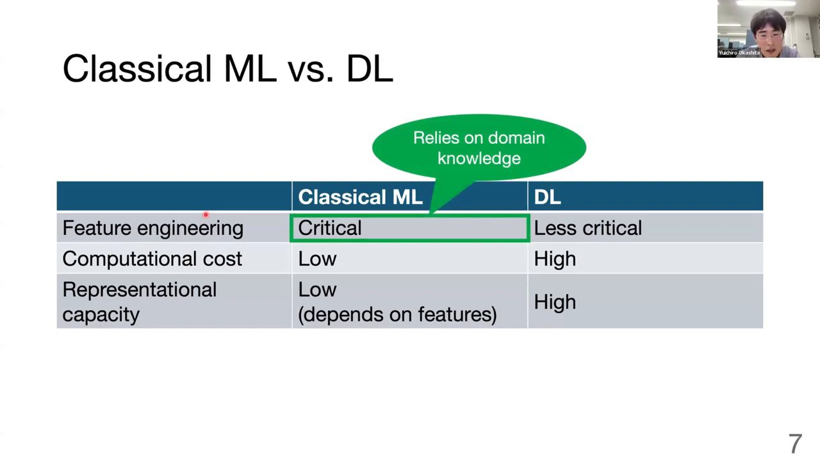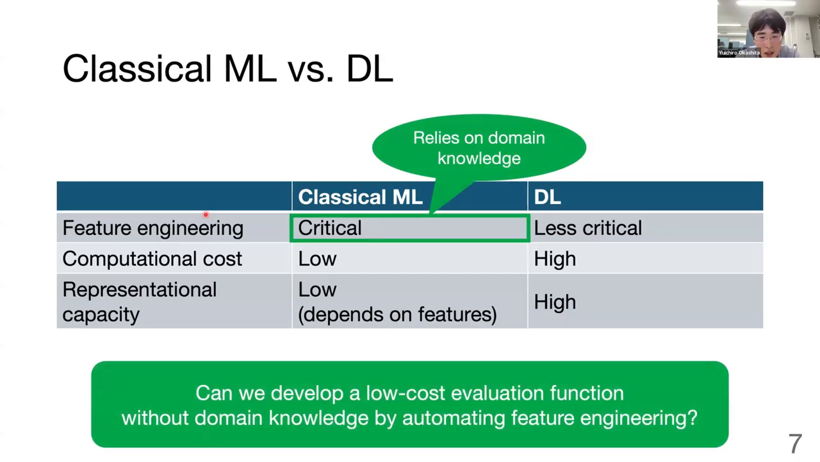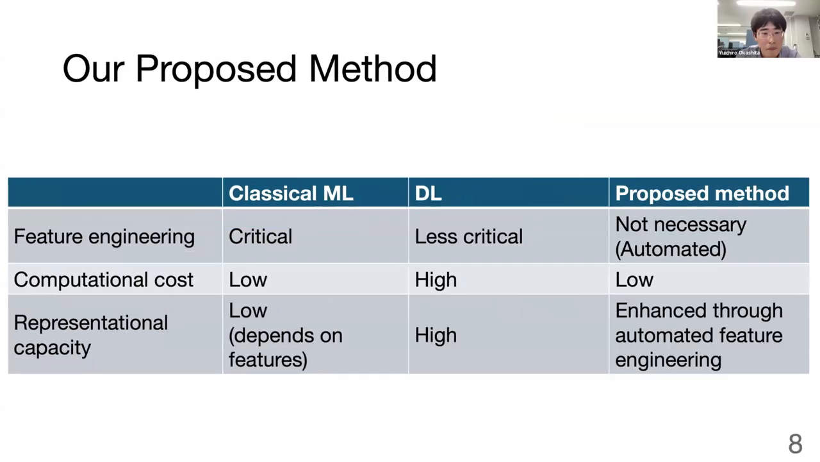The feature engineering in classical machine learning is fundamentally reliant on domain-specific knowledge, which requires deep expertise in the game's strategy. This led us to ask, what if we could automate this feature engineering process? If we could, we might be able to develop a computationally efficient evaluation function without such expert knowledge. This is the core motivation for our research.